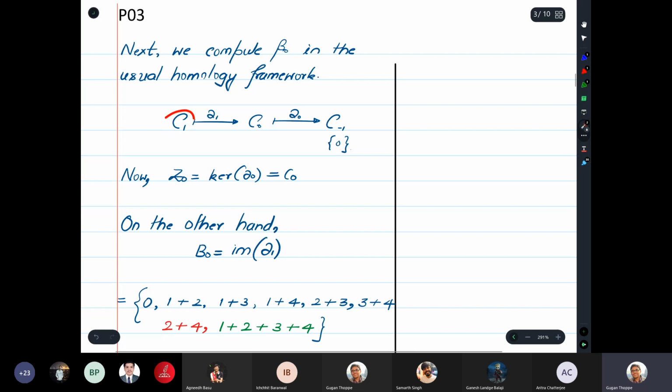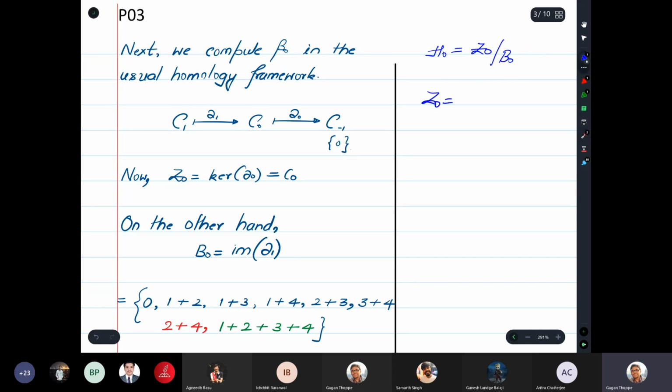These things we already listed as part of our previous computation, so I'm not going to do that. C1 is the collection of all possible 1 chains and C0 is the collection of all possible 0 chains. So we have to now focus on computing H0. H0 is Z0 quotiented with B0. That's what we are interested in doing.